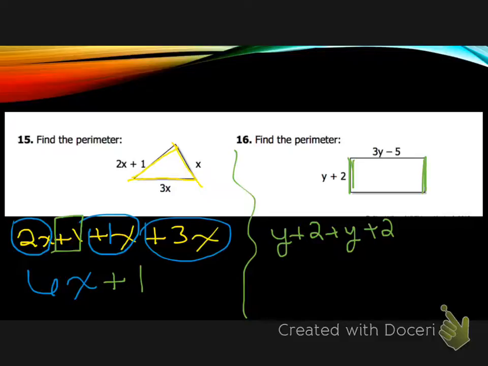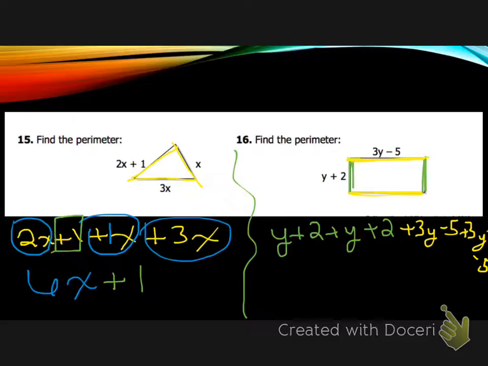Now if you're looking at the other side now, we've got a 3y minus 5. So plus 3y minus 5. And then this side is also going to be 3y minus 5. So plus 3y minus 5. Oh, I kind of ran out of room there. Sorry about that.